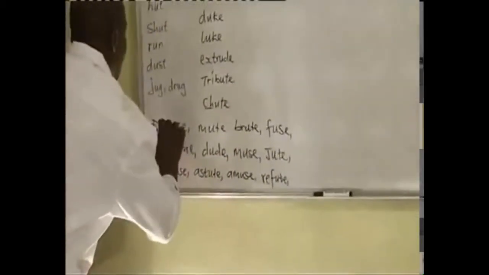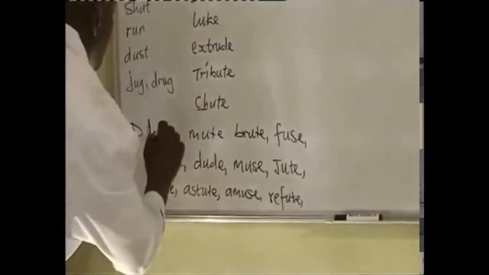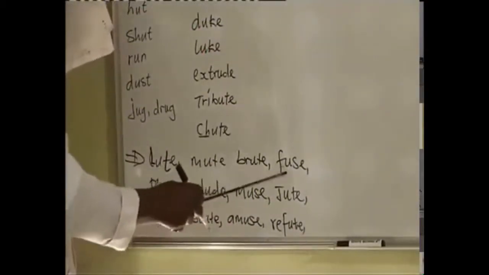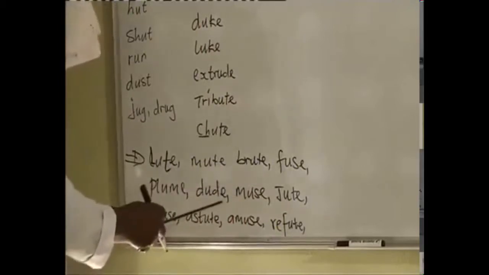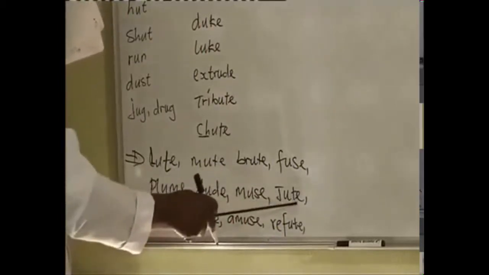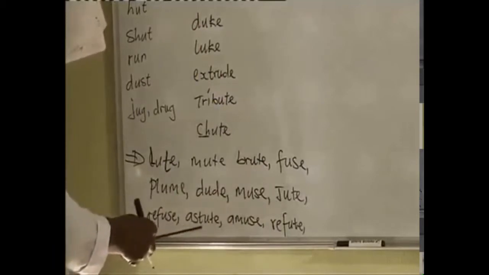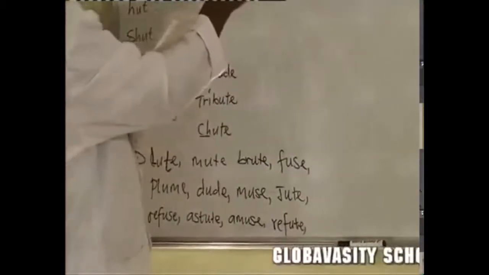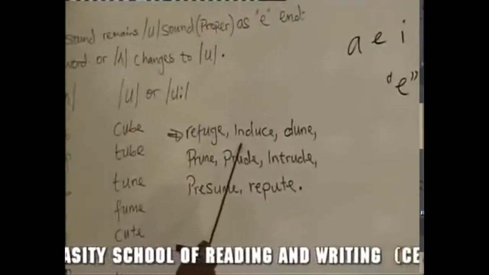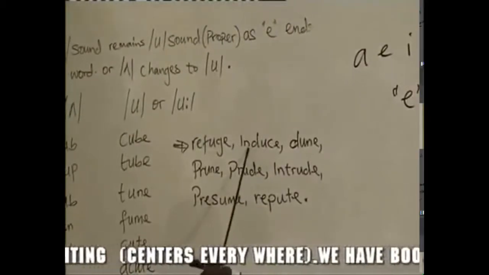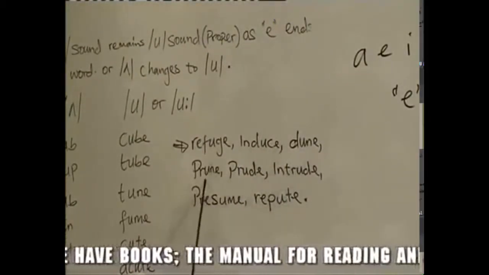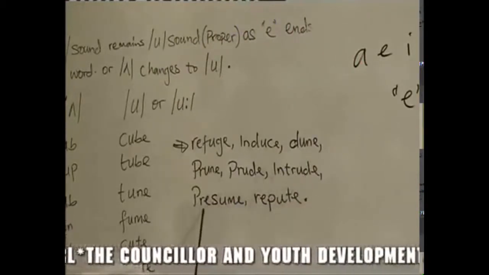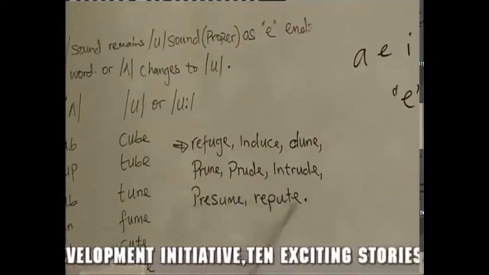This one is L-U-T-E. So pronounce this. Lute. This one, mute. Brute. Shoot. Plume. Dude, mute, jute, refuse, astute, amuse, and what? Refuse. Look at this one. Induce. Dune. Prune. Brute. Intrude. Are you saying it? Yes. And this one? Presume. And what? Repute. That's correct.